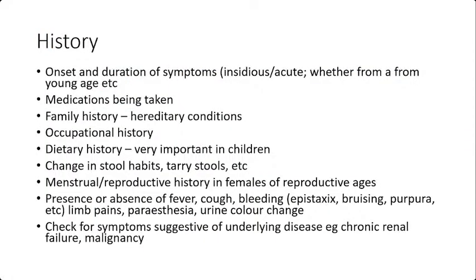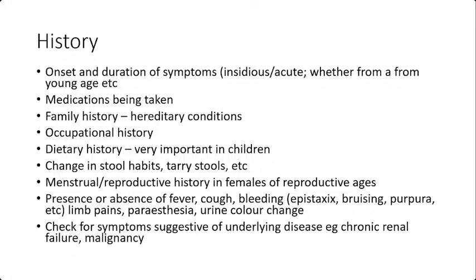So let's go back into the history. When you go to the wards, as you start rotating, when you find a patient with anemia, take a careful history. And in that history, you will be looking at the onset. When did these symptoms begin? How long have they been there? This will help you know, is this an insidious development of anemia? Meaning, is it a slow, prolonged course of disease?